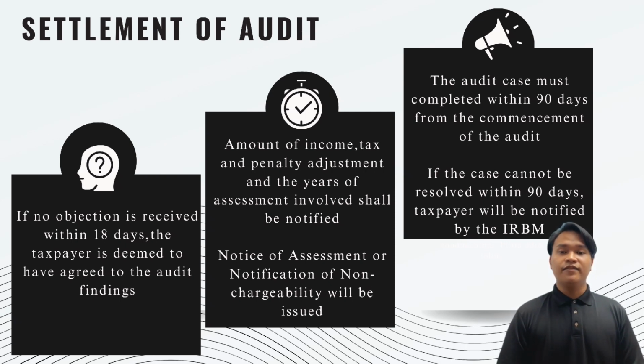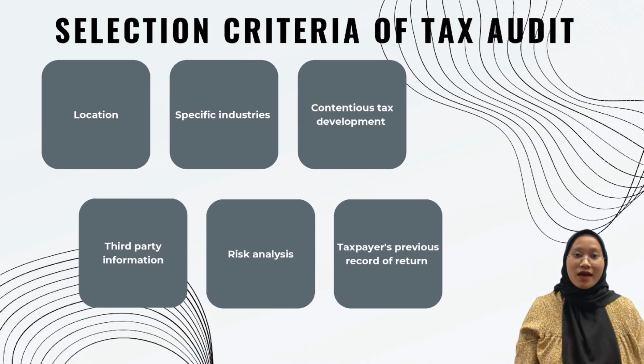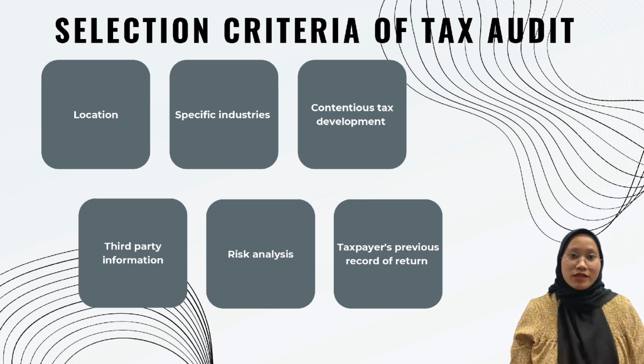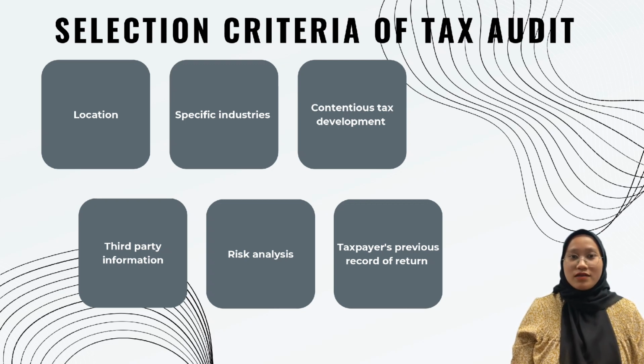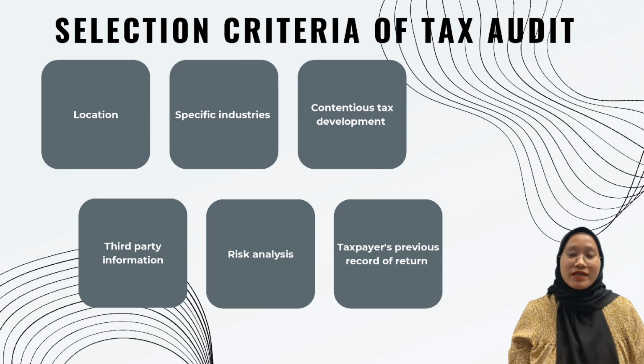However, in the event of other issues or new information being received for the respective year of assessment, a re-audit will be carried out. There are 6 selection criteria of tax audit, which are location, specific industries, contentious tax development, third-party information, risk analysis, and taxpayers' previous record of return.